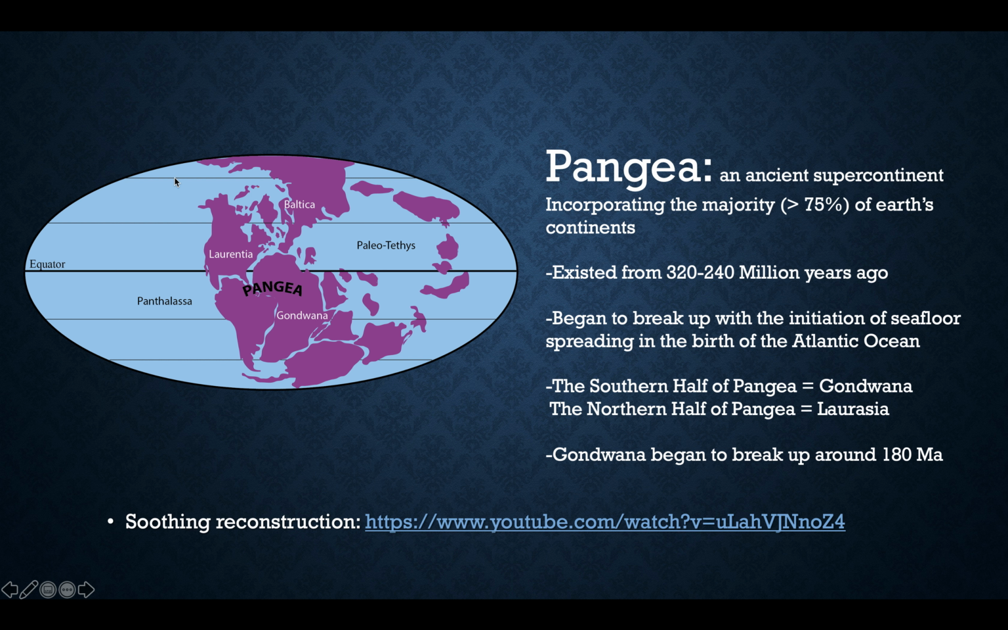But the construction of Pangaea, so Pangaea was an ancient supercontinent. It existed from around 320 to 250 million years ago. And it incorporated the majority, or around 3/4 of all of Earth's continents. And it began to break up around 180 million years ago with the birth of the Atlantic Ocean. So a new seafloor spreading ridge, a new plate boundary was born here between Africa and South America, and then they began to move apart from that rift. So that occurred around 180 million years ago.